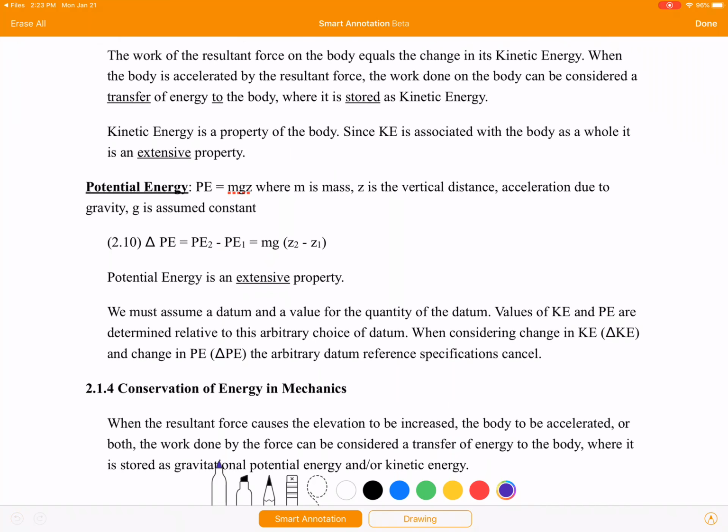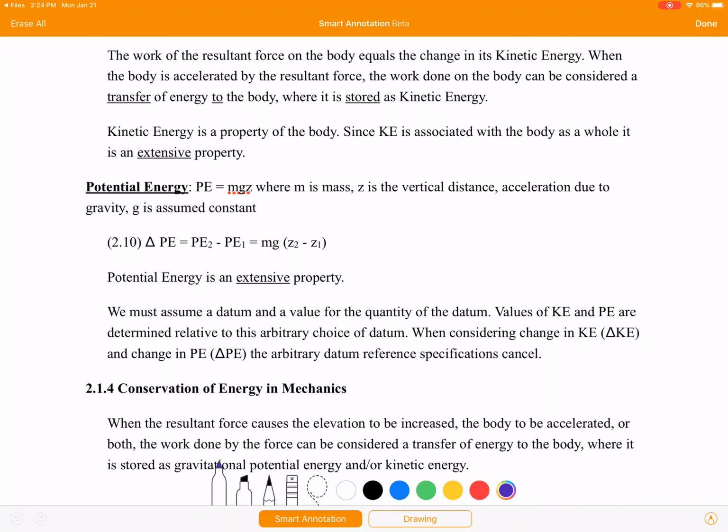Potential energy equals the mass times gravity times z, mgz, where m is the mass, z is the vertical distance, and acceleration due to gravity g is assumed to be constant. So again, the change in potential energy is going to be the potential energy at position 2 minus the potential energy at position 1, and it equals mass times gravity times the change in position, so z2 minus z1.